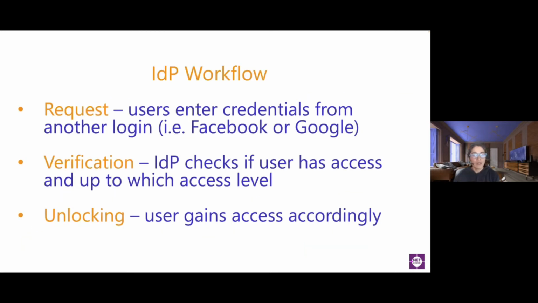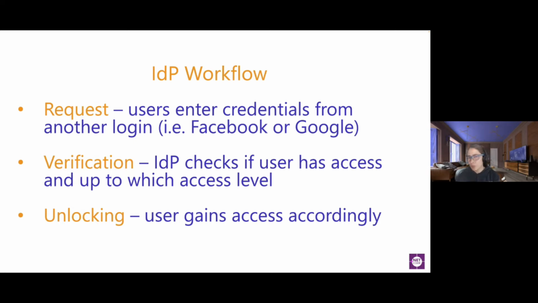An IDP workflow typically involves a request. The user can enter credentials from another login, such as, let's say, Facebook or Google. Then there's a verification. The IDP checks with the company's, let's say, IT to determine if a user has access and to what extent the access level is. And then there's unlocking. The user gains access to specified resources and the visit is logged. All of this takes mere seconds, and most users don't notice all of the hard work happening behind the screen.